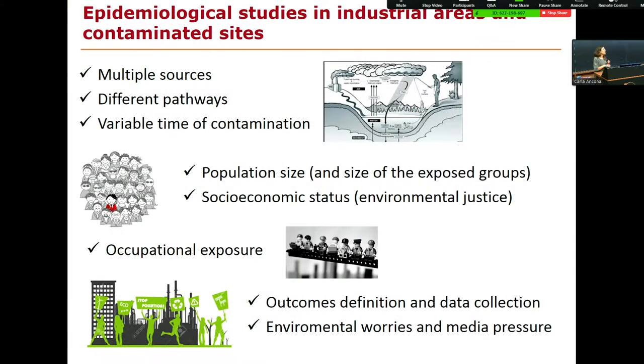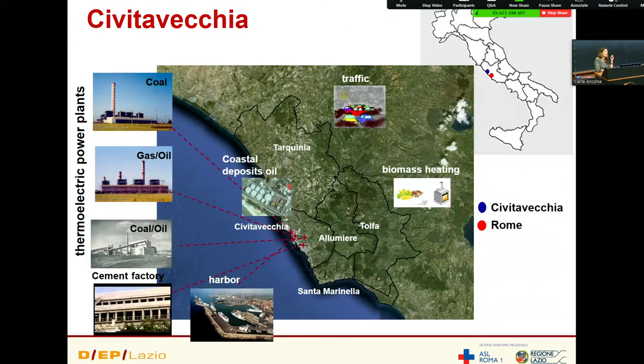Now, we know it's a complex issue. A lot of aspects have to be taken into account. And this is the area. You can see Italy, and now we are here in Trieste, the red is Rome, and the blue is Civitavecchia. It's a coastal area, so we have a few industrial sites, because we have thermoelectric plants, very, very big ones. Once they used oil, now they use coal.